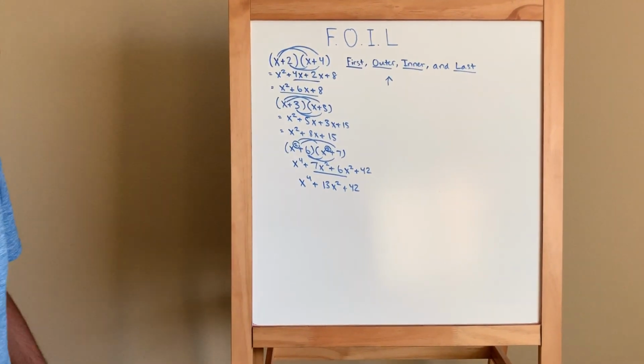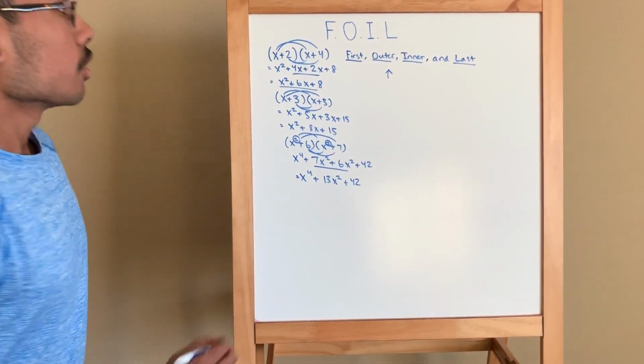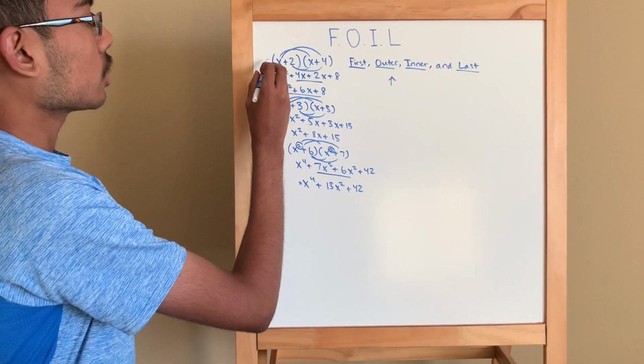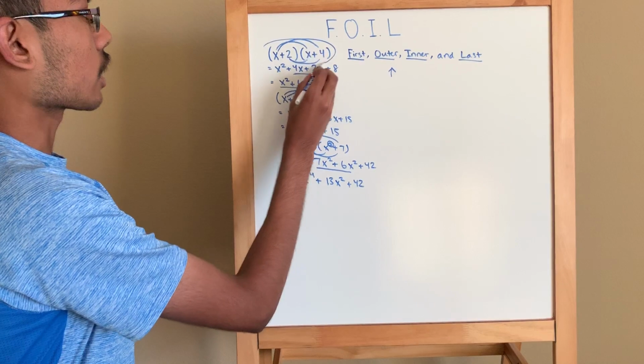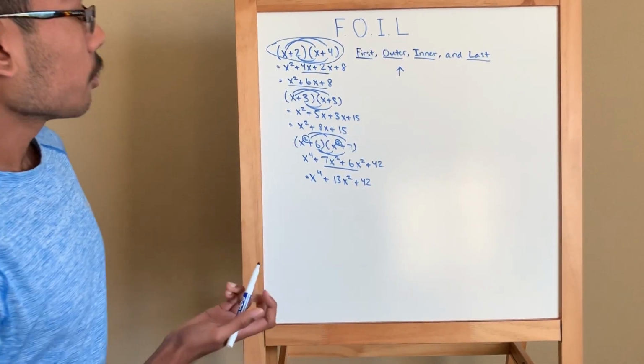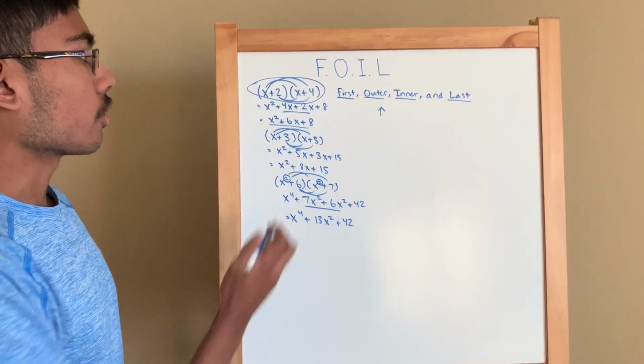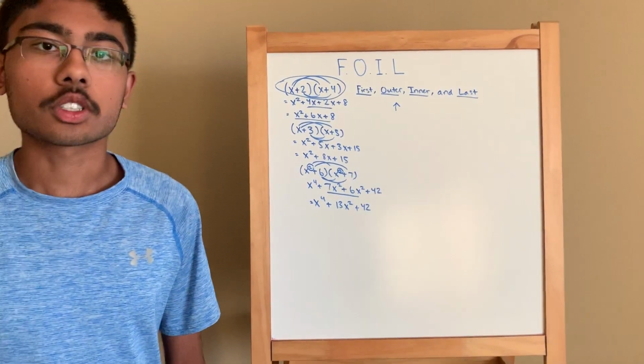This is how the FOIL method comes in handy. Because when you're having difficulty trying to solve the equation because it's in this form, then you simply just need to FOIL it and then you can find the domain and range of the quadratic function.